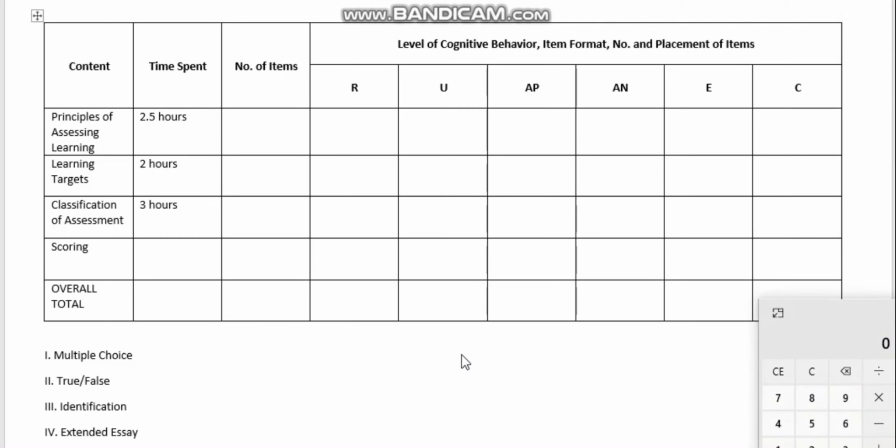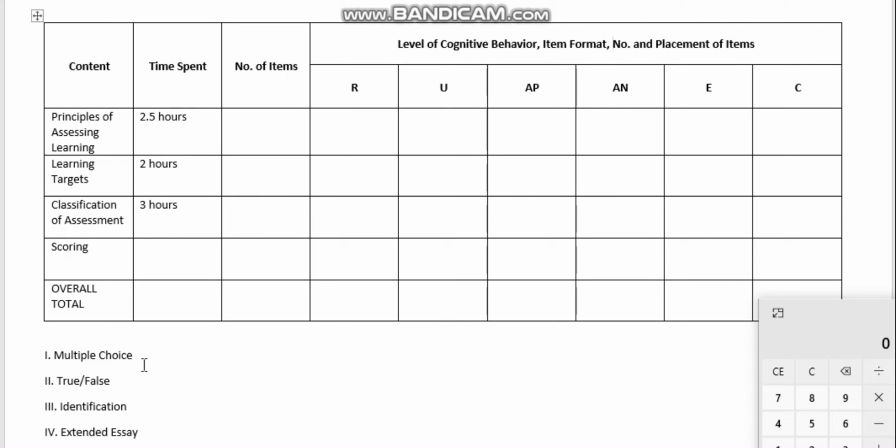Okay, so we'll try to develop a table of specification using the topics in our course, Assessment in Learning 1. We have principles of assessing learning, learning targets, and classification of assessment as our content, and we have here the time spent in discussing the content.